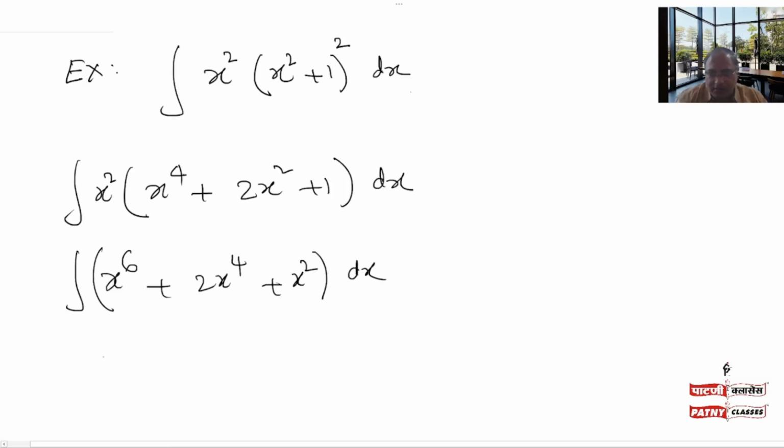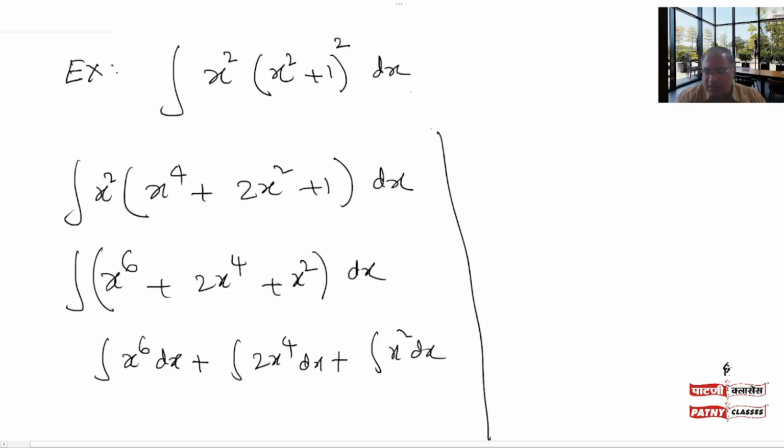After that, we can do integration of each individual term, like integration of x raised to 6 with respect to x, integration of 2x raised to 4 with respect to x, and plus integration of x square with respect to x. After that, the integration of x raised to 6 is nothing but using the formula of x raised to n plus 1 upon n plus 1 plus c everywhere.